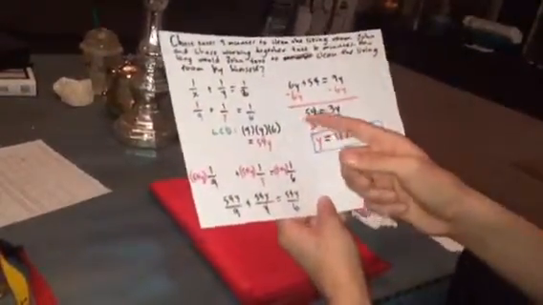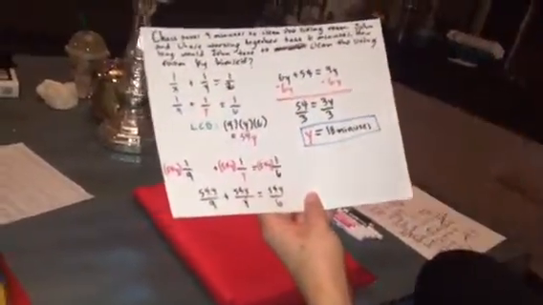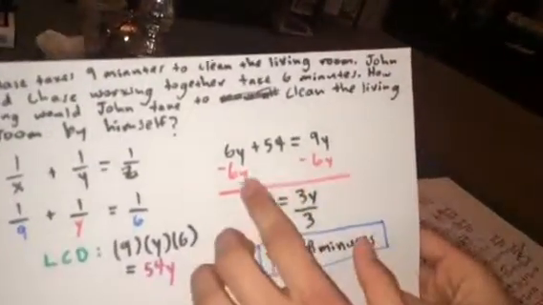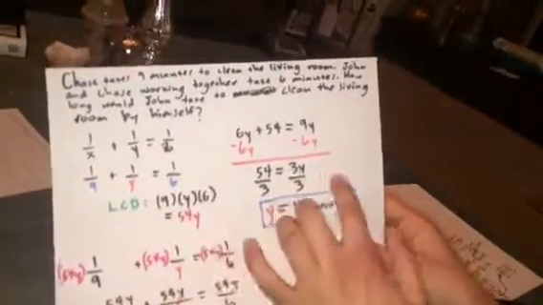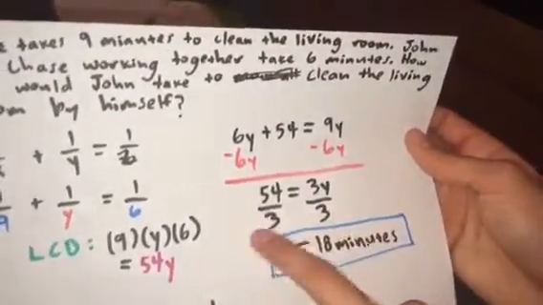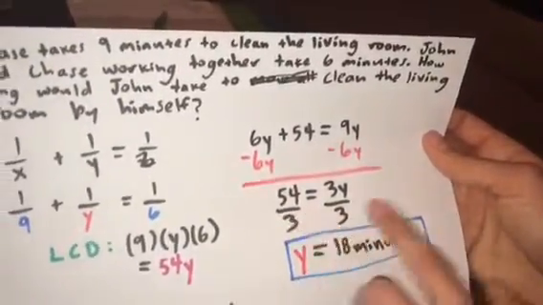Once you get the LCD, least common denominator, you multiply the LCD to each of the fractions. So you do that, so you can see you get these new fractions. You cancel out the Y's, and you get 6Y plus 54 equals 9Y. Once you subtract 6Y from both sides, you get 54 equals 3Y. Then, final step, you multiply both sides by 3. Quick correction, you actually don't multiply. I said multiply, you divide both sides by 3 to get 18 minutes.